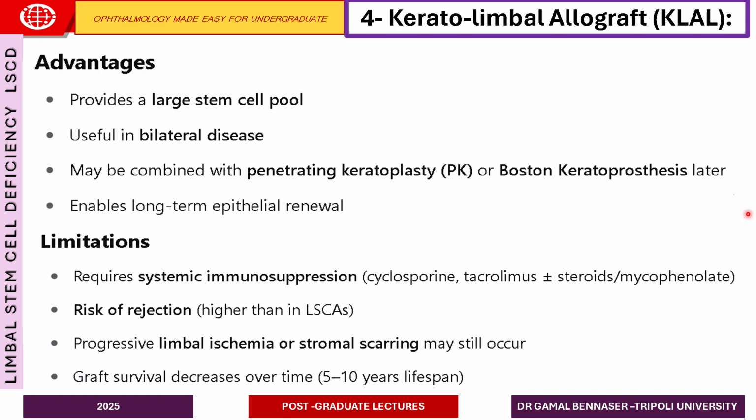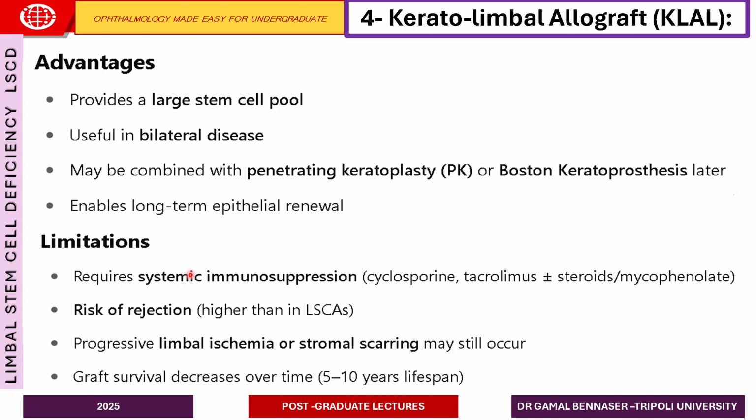The advantage is that it provides a large stem cell pool and it is useful in bilateral disease, and it can be combined with penetrating keratoplasty. If you have any stromal haziness in the cornea, we can combine penetrating keratoplasty along with the keratolimbal allograft. It is also sometimes combined with Boston prosthesis.